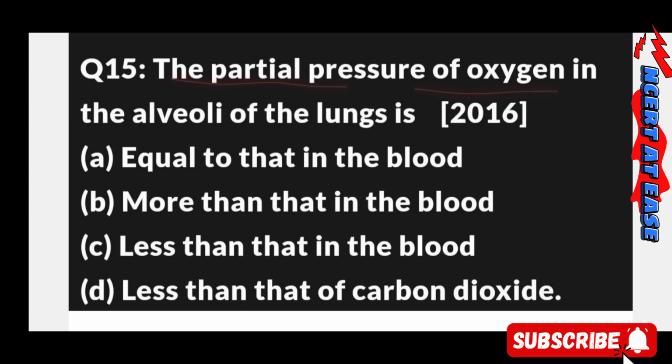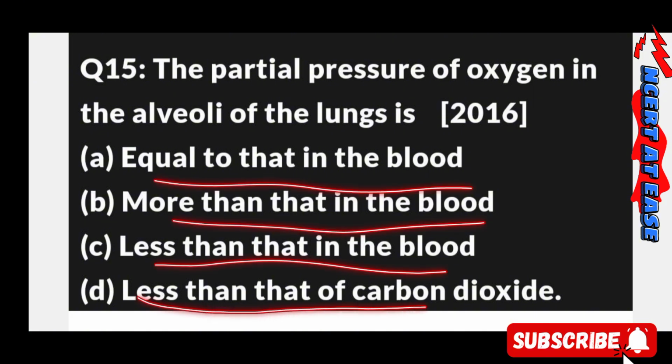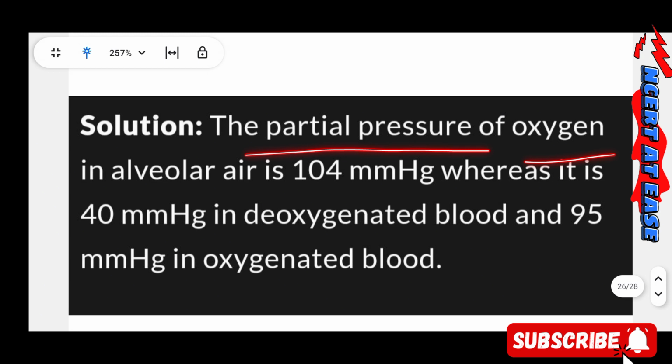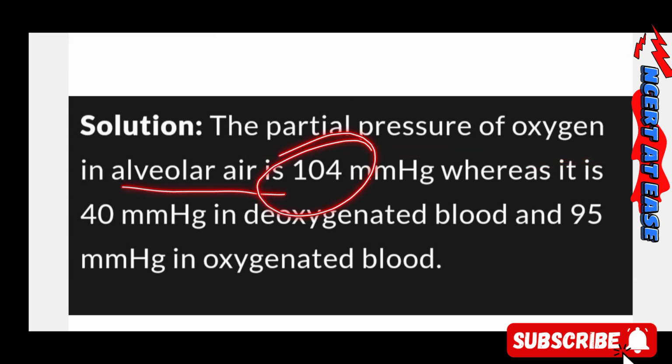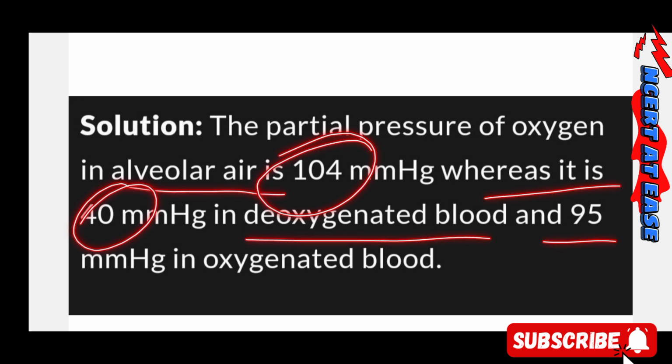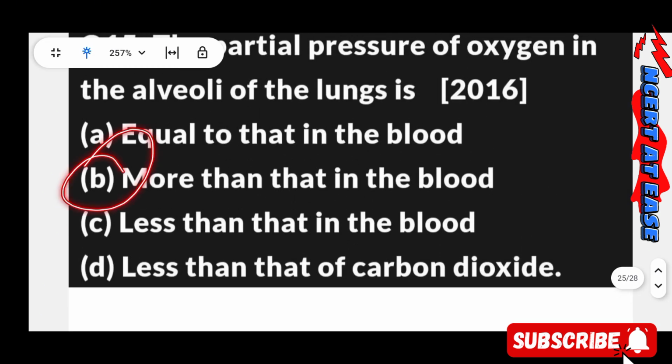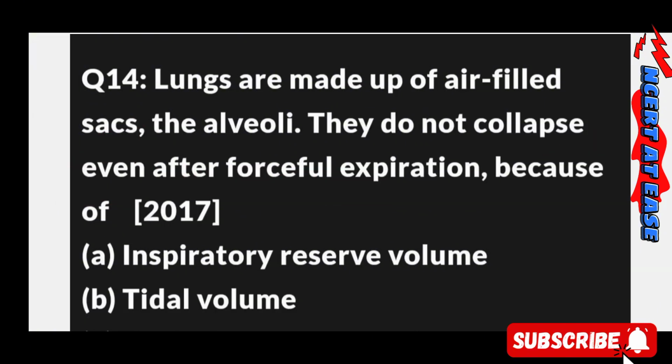The partial pressure of oxygen in the alveoli of the lung is equal to that in blood, more than that in the blood, less than that in the blood, less than that of carbon dioxide. The partial pressure of oxygen in alveolar air is 104 mmHg, whereas it is 40 mmHg in deoxygenated blood and 95 mmHg in oxygenated blood. Option B, more than that in blood.